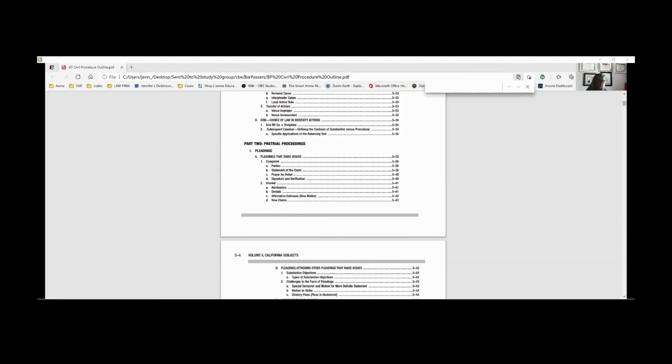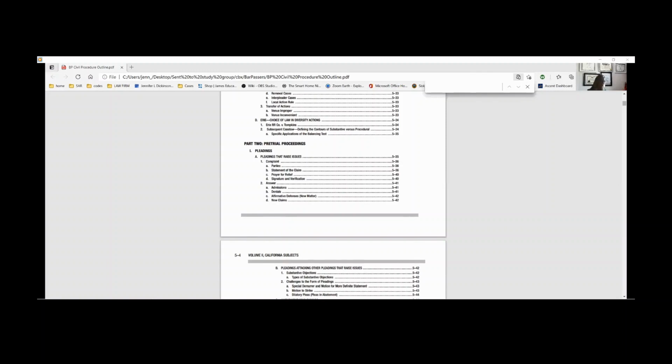And the reason is because according to notice pleading, which is under FRCP 8, and the majority of the jurisdictions, the sufficient facts have to provide your opposing party reasonable notice of the claims being asserted.